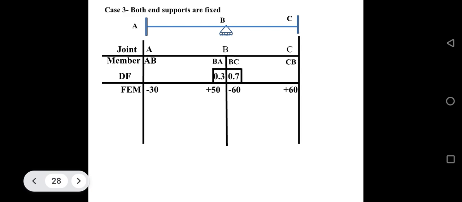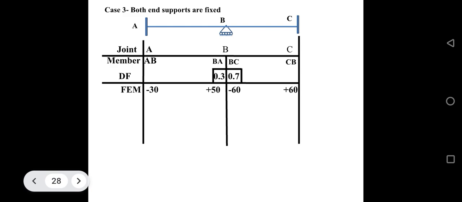I once again repeat, the initial moment step will be there only when either one of the supports is simple or overhanging. If both supports are fixed, there is no step of initial moment. Fixed moments become initial moments, so there need not be any support released. Directly we can go to joint B and observe the moments at joint B.